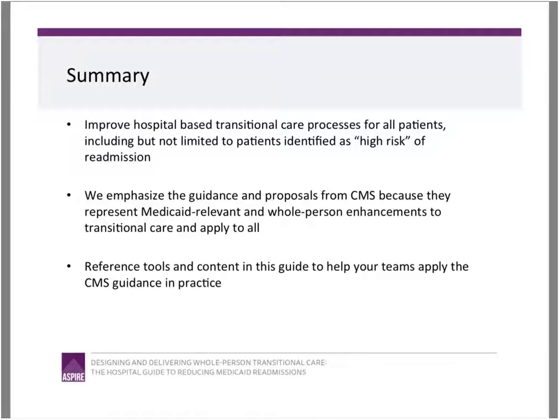So in summary, I would hope that you consider improving hospital-based transitional care processes for all patients, including but not limited to patients identified as, quote, high risk. We emphasize the guidance and proposals from CMS because they do represent Medicaid relevant and whole person enhancements to transitional care. Specifically, CMS reminds us that their guidance and requirements apply to Medicaid as well as Medicare, and they encourage us to identify and to assess and plan for behavioral health follow-up. They encourage us to specifically link to services and supports, not just refer to, and to ensure follow-up occurs for high risk. All of these elements are very germane to expanding your readmission reduction work to be specifically more effective for a Medicaid population. And then finally, reference the tools and content in this guide to help your teams apply this guidance in practice.